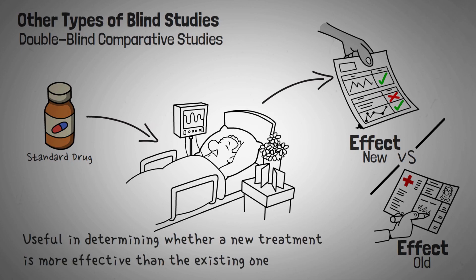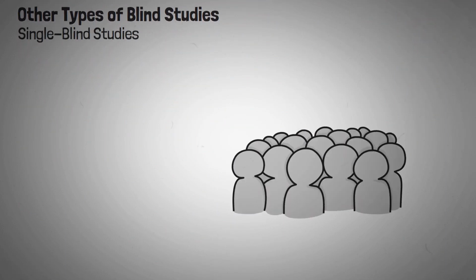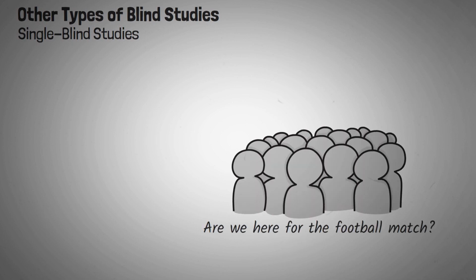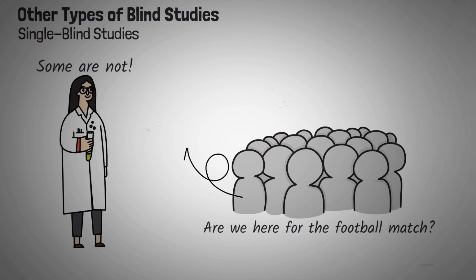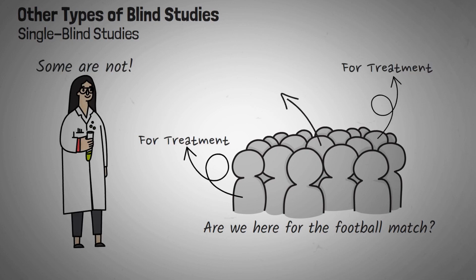There are also single-blind studies. In single-blind studies, only the participants are not informed whether they are receiving the real treatment. Thus, they are the only blind ones in the experiment. The experimenters, on the other hand, know which participants belong to which group. As we mentioned before, the problem with this is the experimenter bias.